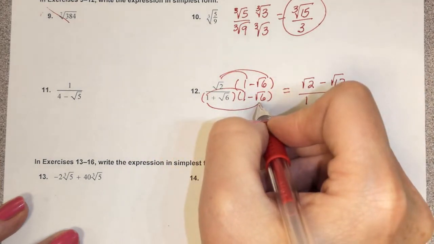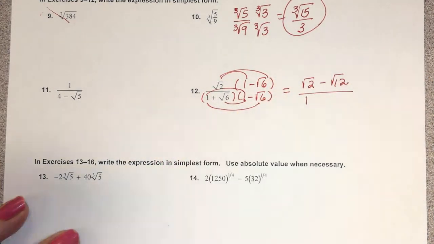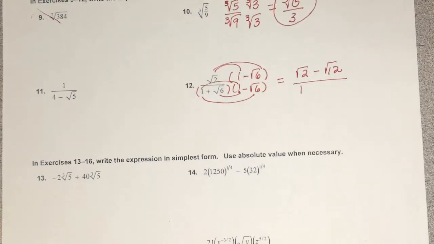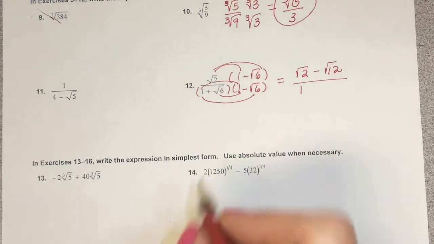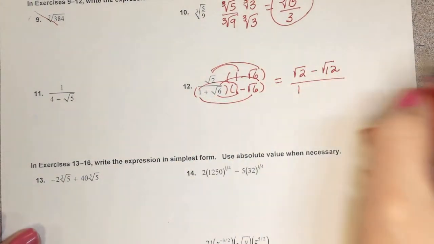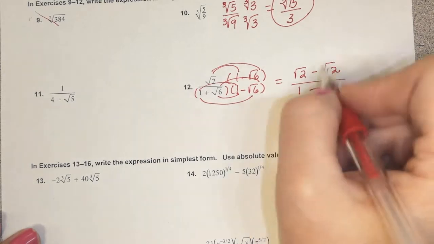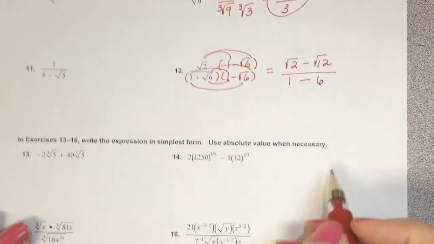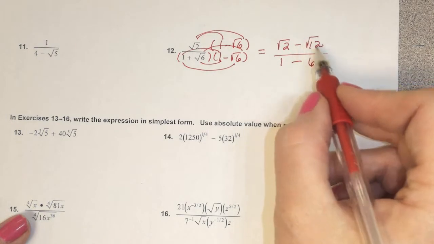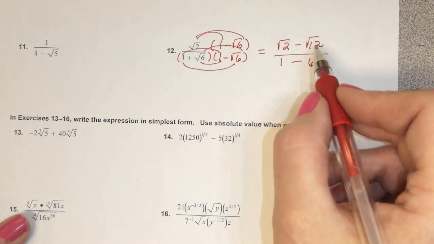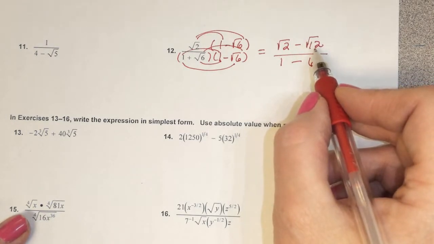These, we get negative radical 6. These, I get positive radical 6. So that's just going to be 0. And then on the last one, radical 6 times radical 6. What's radical 6 times radical 6? Just 6.